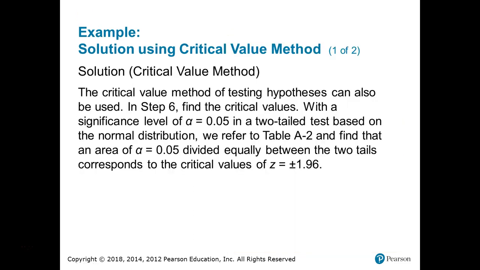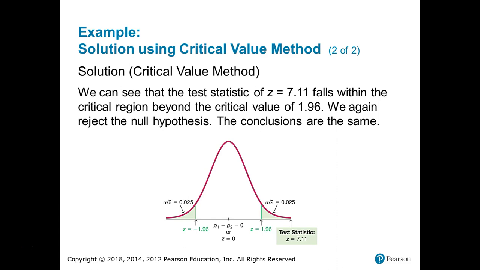Okay, now we will do the critical value method. So up until now, we solved this problem using the p-value method both with and without technology. So the critical value method can also be used. The first few steps are the same. So now we will refer to Table A-2 with a significance level of alpha equals 0.05, and we find that an area of 0.05 divided equally between the two tails corresponds to critical values of plus or minus 1.96. So drawing your bell curve, plotting your points where the z values are, and plotting our test statistic, we are in the green area, so we again reject the null hypothesis.